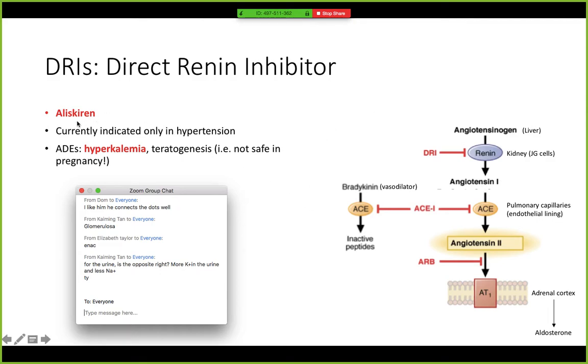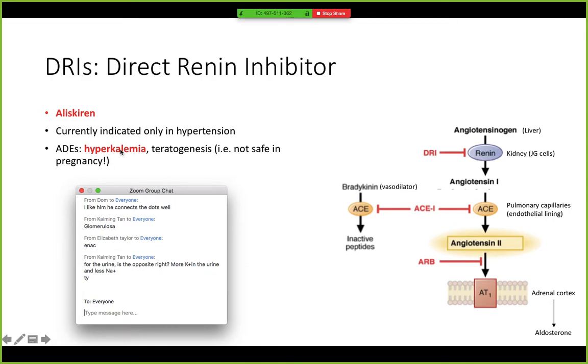And the drug that is most often talked about is aliskiren. So aliskiren is, of course, used to treat hypertension. And one of the adverse effects that you're going to see is hyperkalemia.